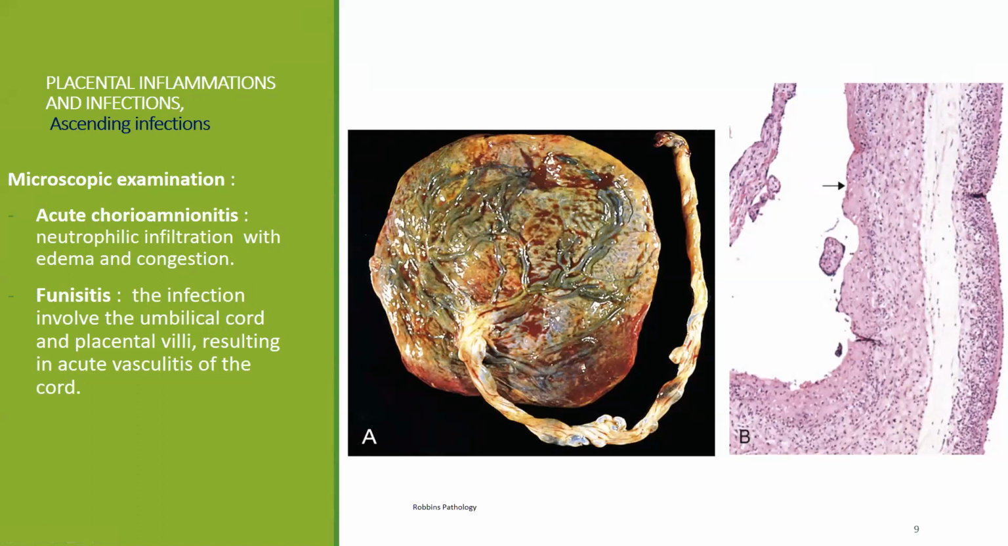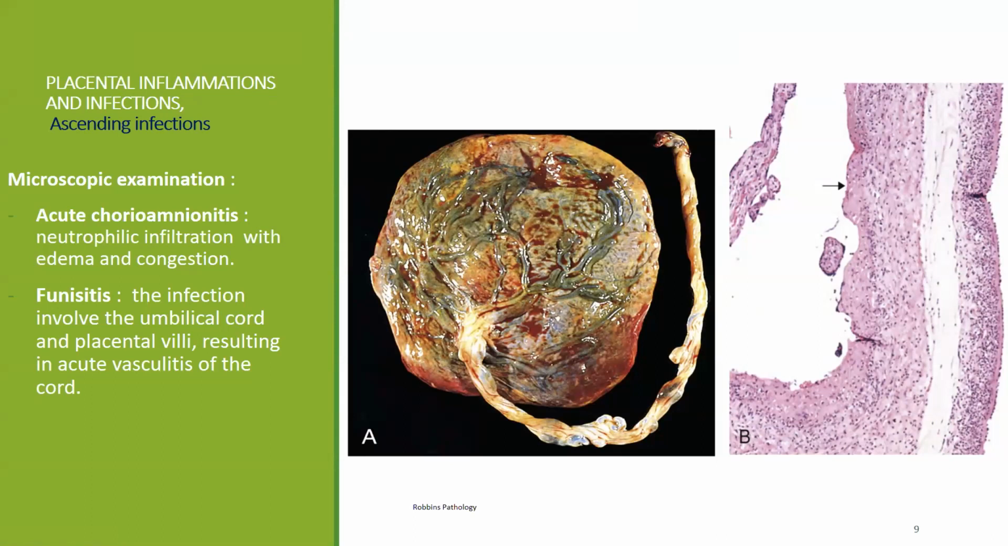We see some other types of inflammatory cells: histiocytes, lymphocytes, plasma cells, but the most important cells are the neutrophils. So in acute chorioamnionitis, we see inflammation in the chorion and amnion by neutrophils. We see neutrophils also extending into the umbilical cord. When the umbilical cord is infiltrated by these cells, we call it funisitis. Usually funisitis is associated with chorioamnionitis.